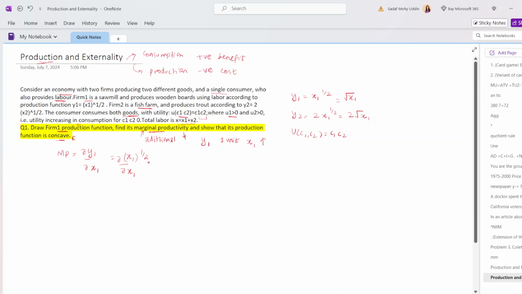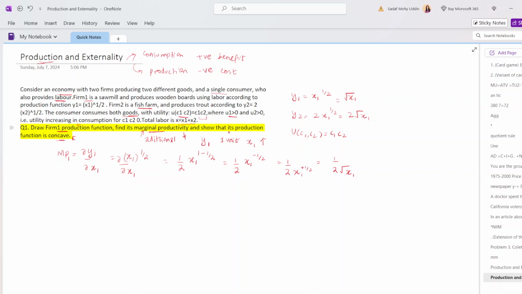Using the formula or the basic intuition behind this derivative, we first take the power out, 1 over 2, and do 1 over 2 minus 1. That will give me 1 over 2 x1 with the power of minus 1 over 2. I can also rewrite it as 1 over x1 with the power of positive 1 over 2, and we also know that x1 to the power 1 over 2 means square root of x1. This is the marginal productivity of Firm 1, which is 1 over 2 multiplied with the square root of x1. That answers the second part of this question.